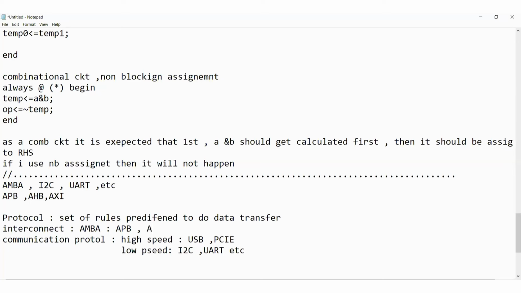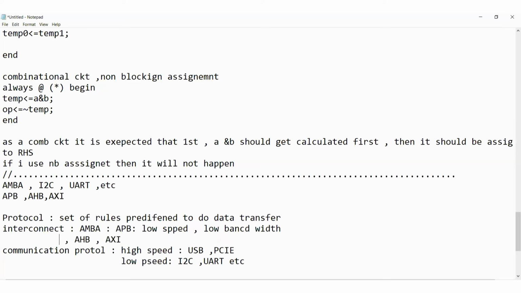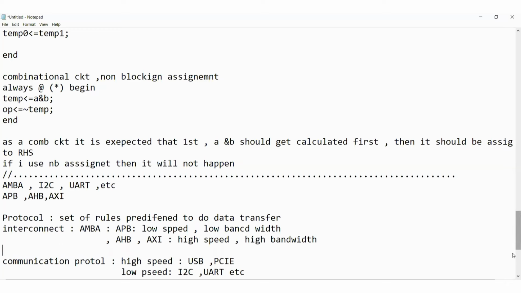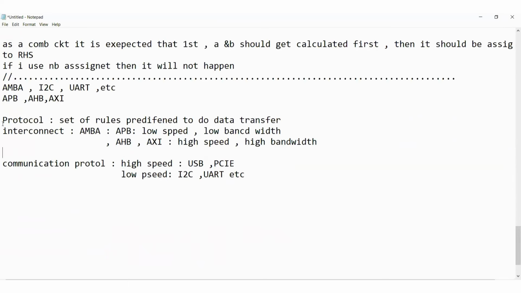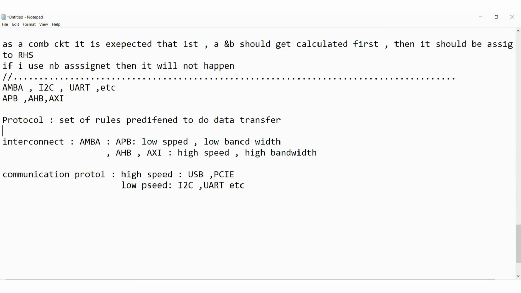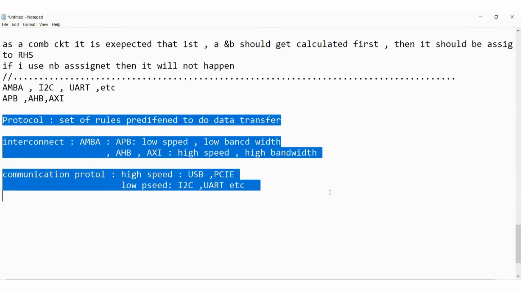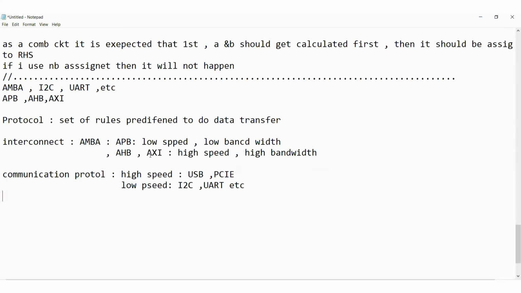Here it is APB, AHB, AXI. These three protocols are mostly used. APB is for low speed, low bandwidth. AHB and AXI are for high speed, high bandwidth. Okay, so this is what protocol is all about. Do you have any idea what a protocol is and why we should study it?